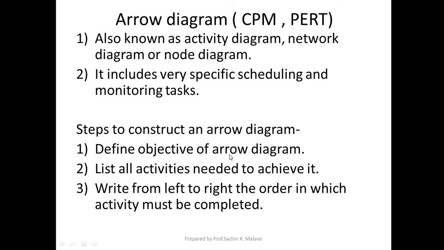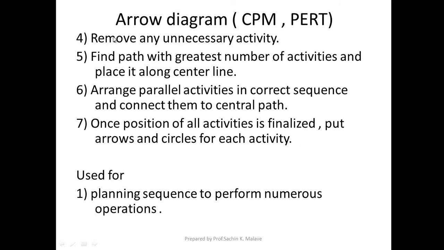So how to construct the diagram? Define the objective of the arrow diagram, what you want to do. List all the activities needed to achieve it, and write them from left to right, in the order in which the activities must be done. That order should be maintained; precedence should be followed. Then remove the unnecessary activities.